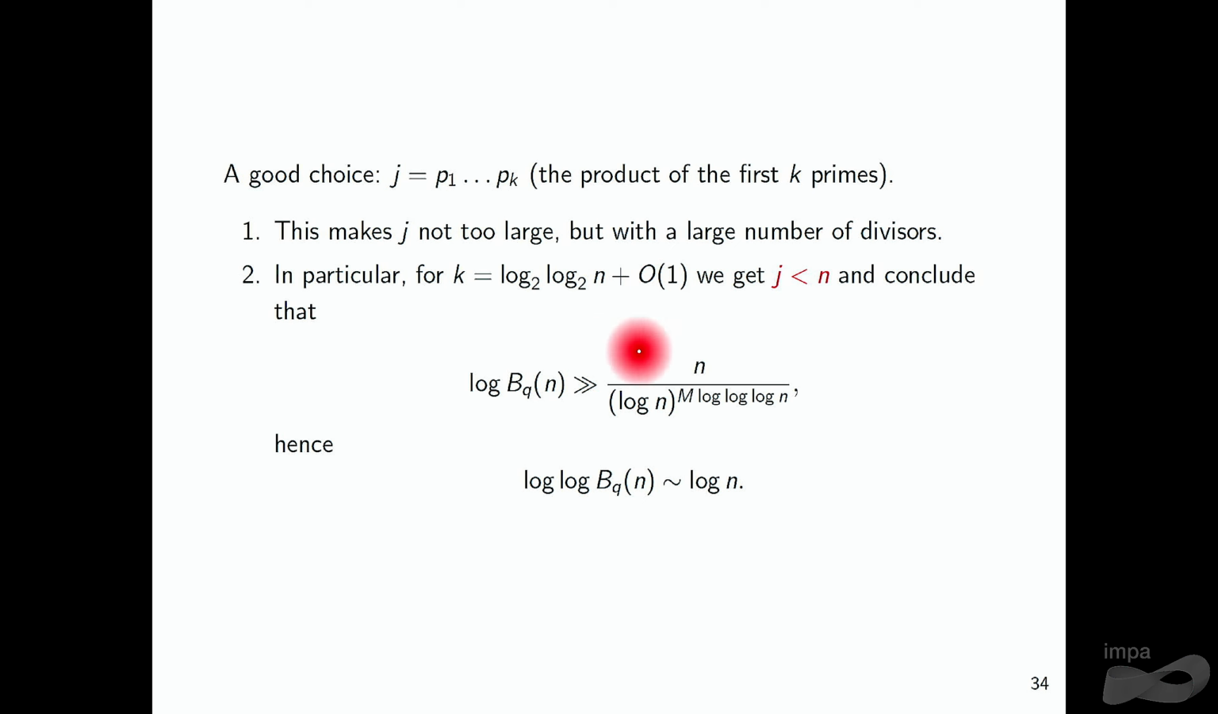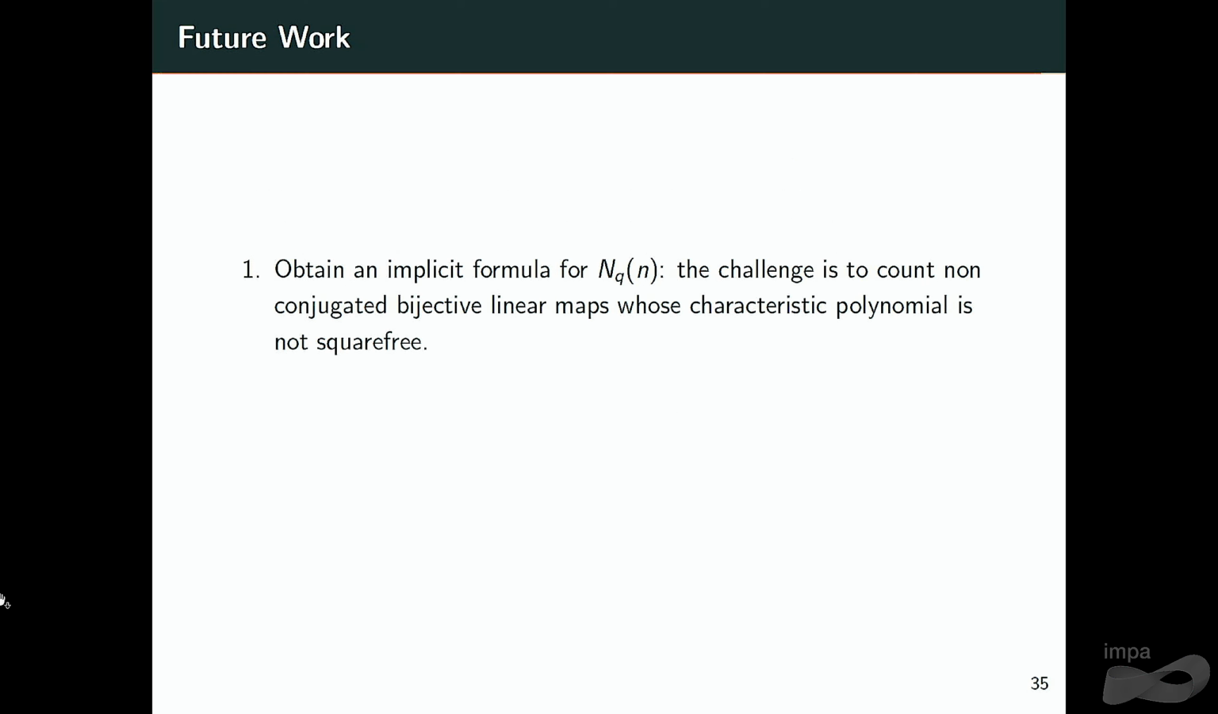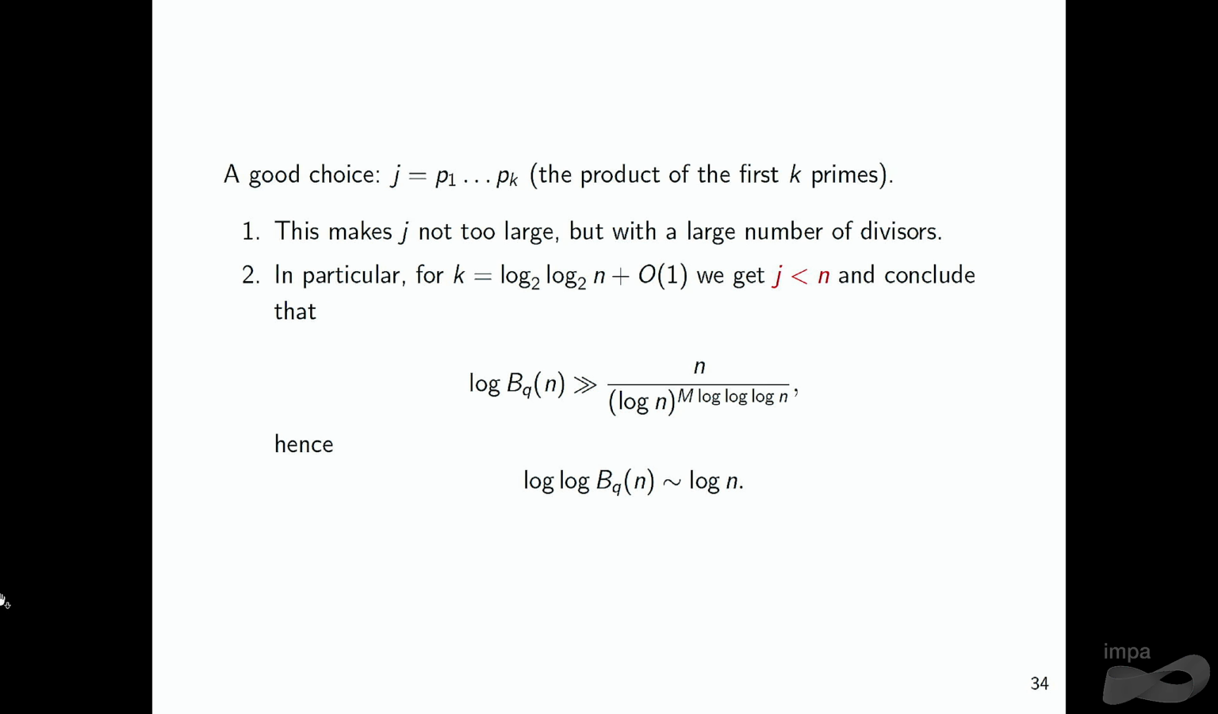And here there is a very nice option. I just take j with many divisors, and to save up the growth of j, I just pick j as the product of the first primes. And well, basically there is the prime number theorem playing a role here. I have a choice of how many primes I want, and then I can get this ugly lower bound, but in particular, I can conclude that the log grows as this.